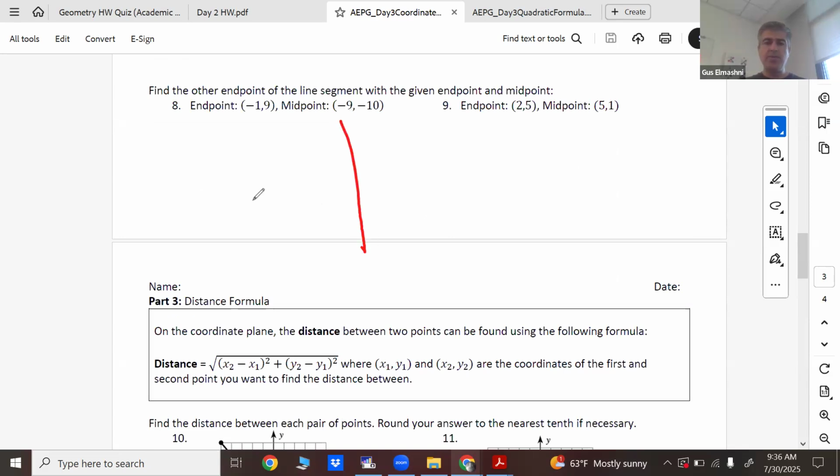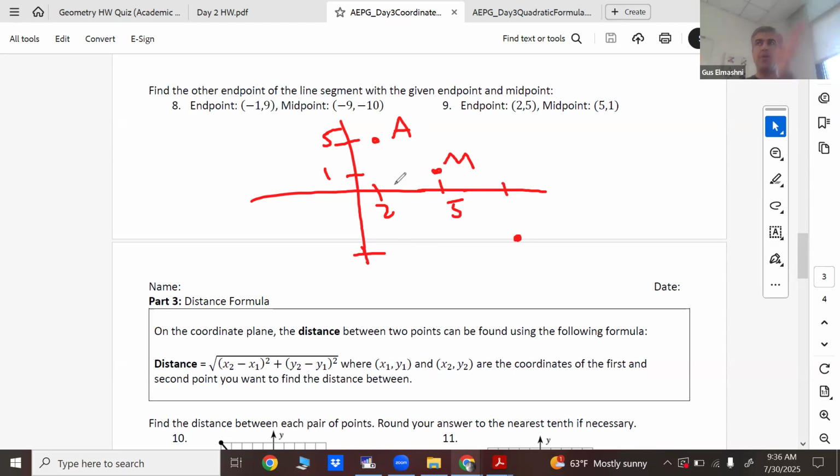So if I just do a quick sketch, 2, 5, I'll call this A. 5, 1, call this M. And lastly, I don't know where the other point is, but somewhere over here roughly, right? How far do I need to go to the right? What do you guys think? If I went from 2 to 5, how much more do I need to go the other way? 3 more, so I've got to go 8.